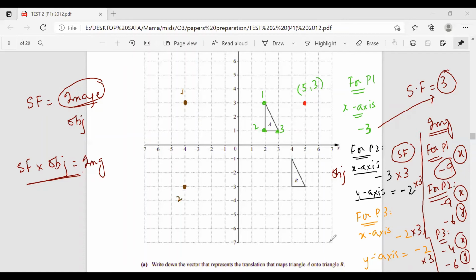This is point 2. Similarly, for P3, you have to move negative x-axis 4 units and negative y-axis 6 units. 1, 2, 3, 4, and negative y-axis 1, 2, 3, 4, 5, and 6. This is point 3. If I connect all my lines, it will be like this.